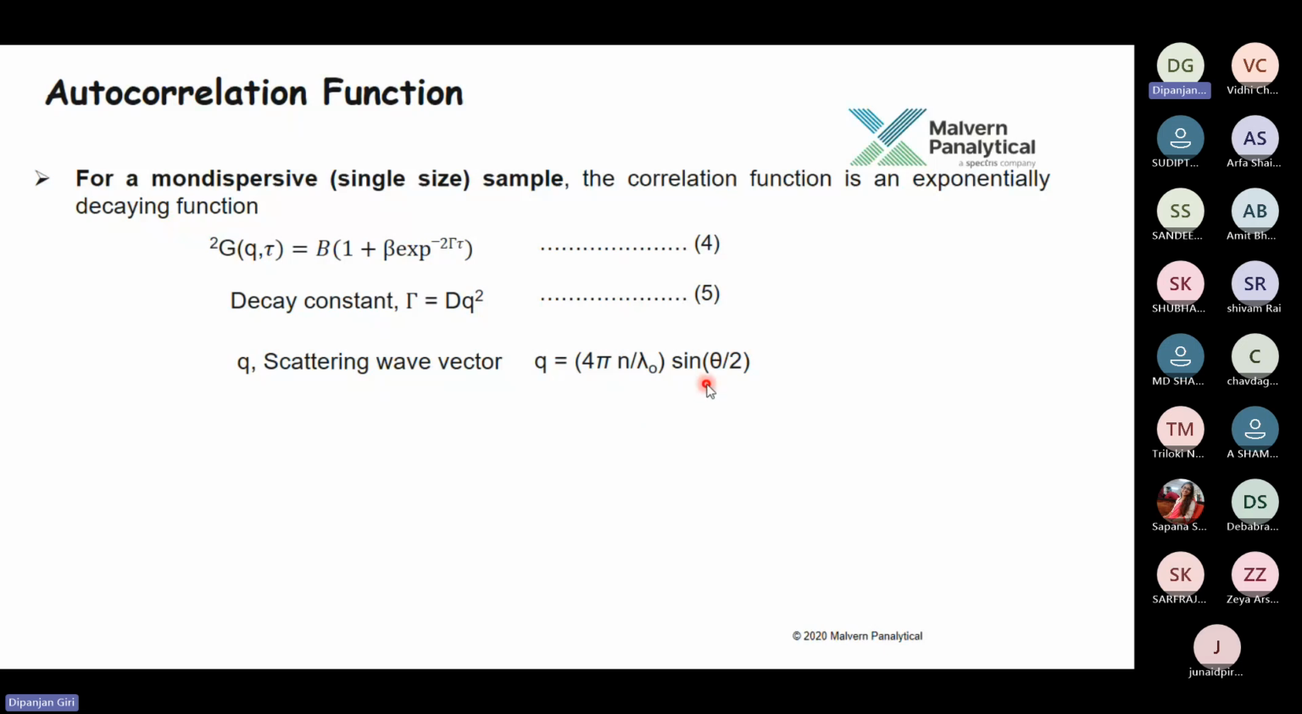And so this contains the scattering angle theta, as well as the wavelength lambda of the light. The other term that you can see here is the refractive index of the solvent, which is being used to disperse the particles. So essentially, these two parameters you have to put in, and the other two are already defined by the instrument.